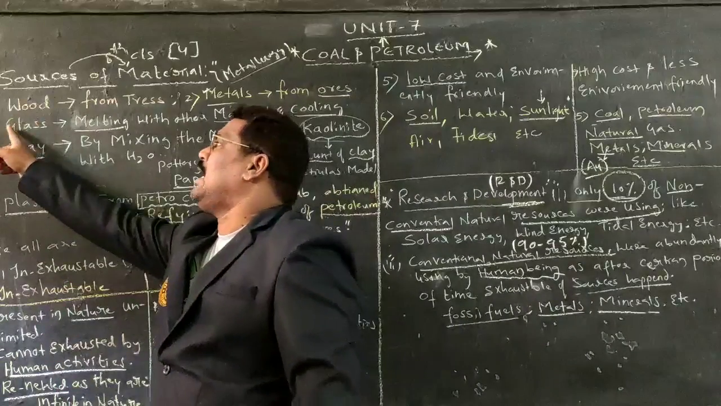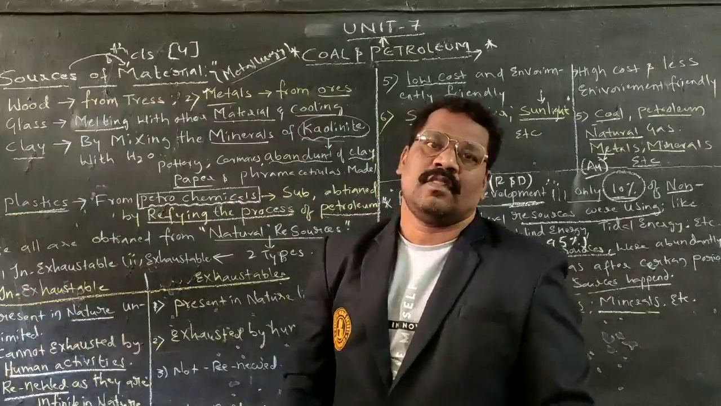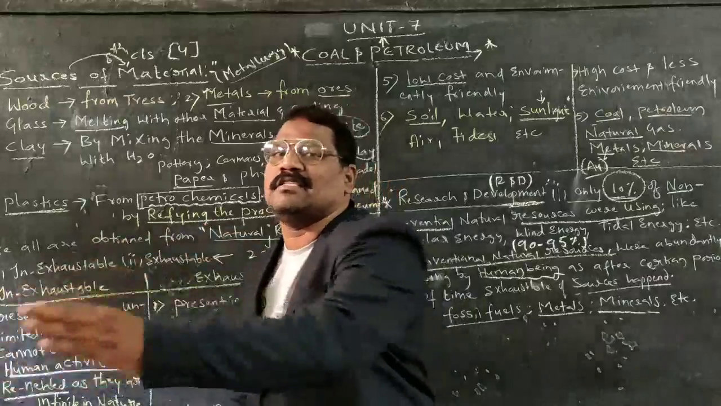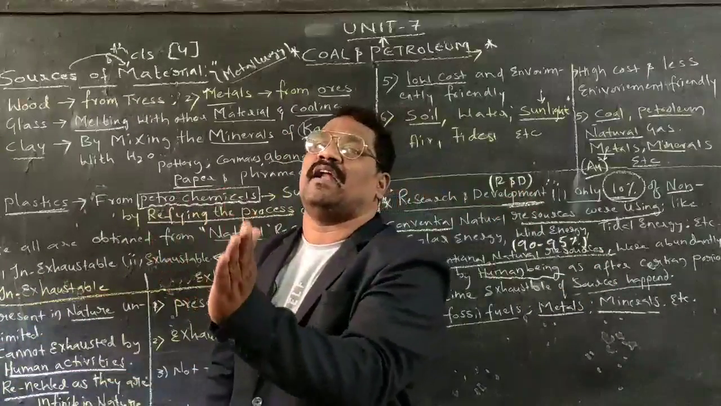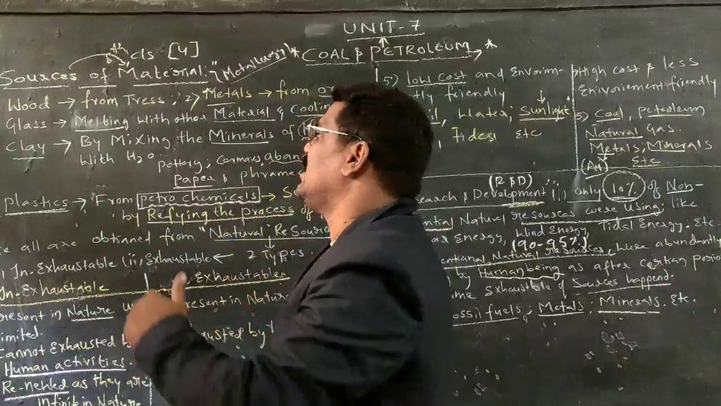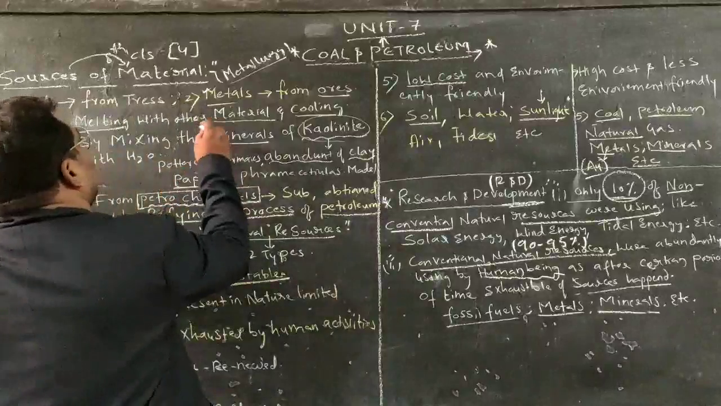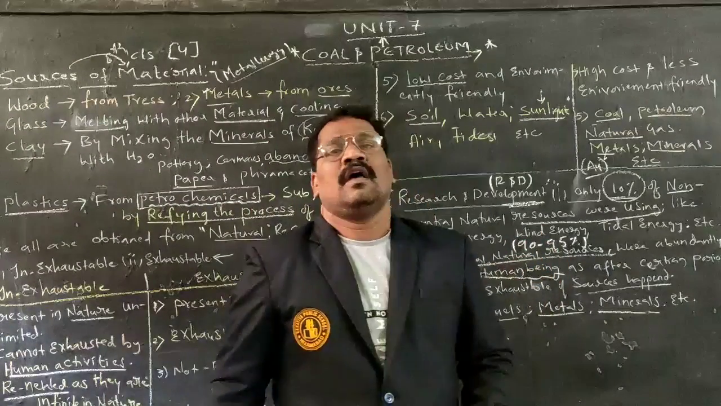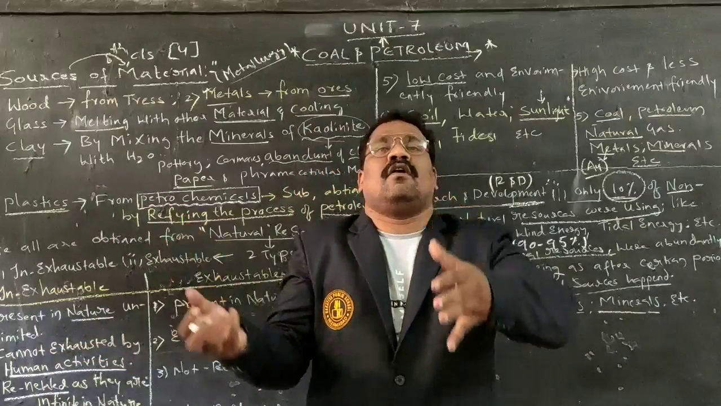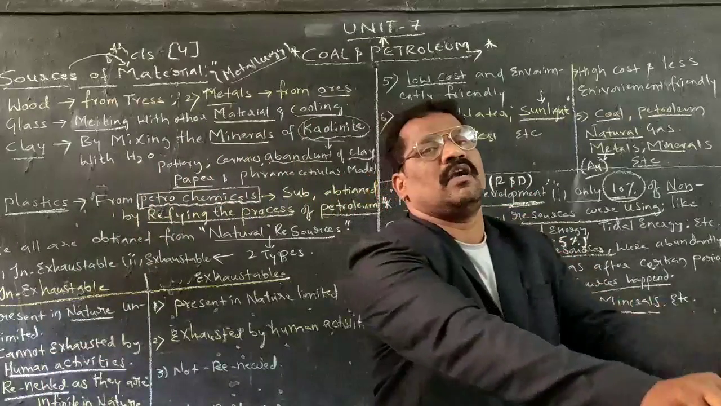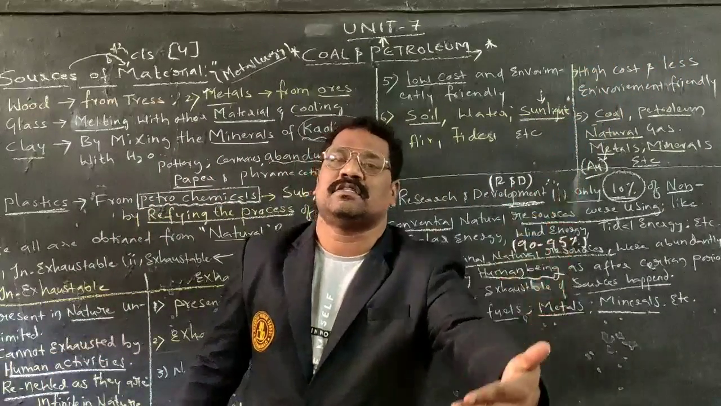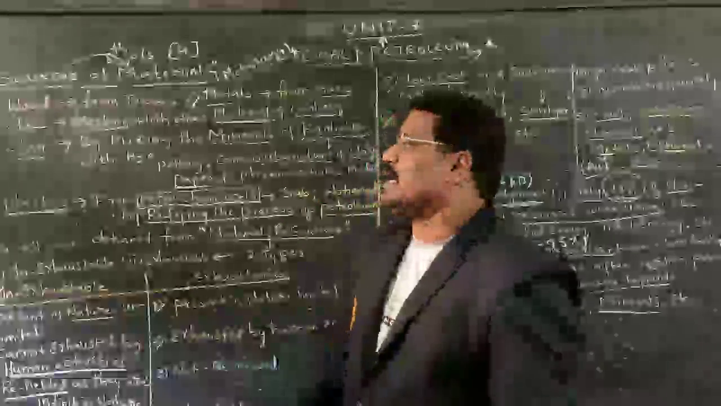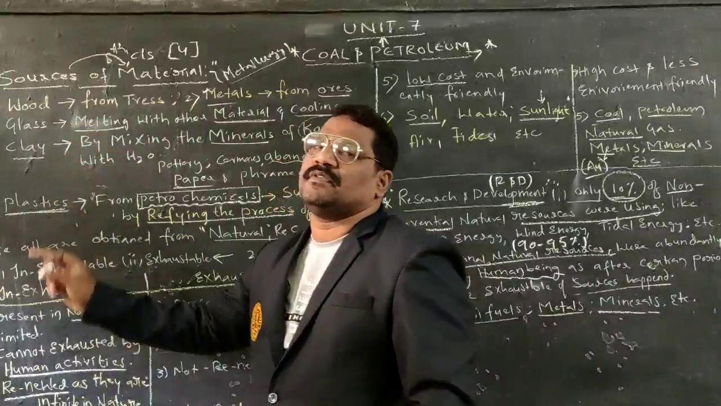Next one is glass. A separate glass industry is there, where they manufacture glass by using silica crystals and other materials together. They mix them together, make it red hot, and rapidly cool it so that a glass substance can be obtained. That glass is useful for various purposes.